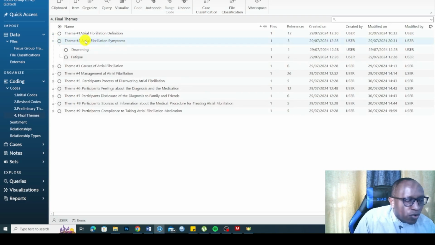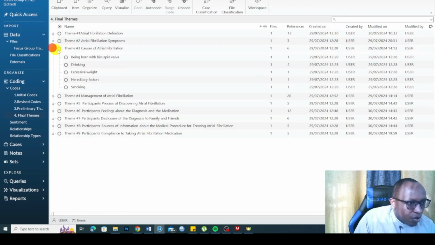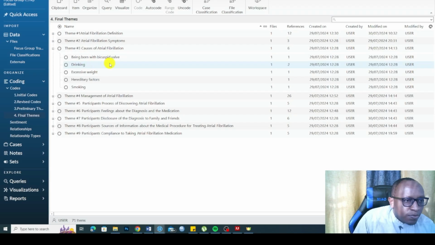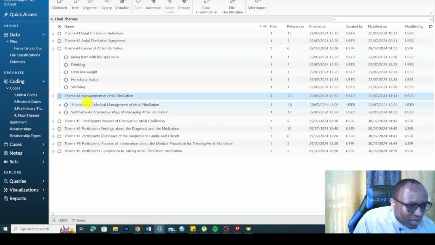You can see also for theme 2, we have atrial fibrillation symptoms such as drumming and fatigue. Then we have another theme called the causes of atrial fibrillation. You can see smoking, hereditary factors, excessive weight, drinking, and being born with a bicuspid valve. We can see that the shared meaning of different codes combine together to form the meaning of the main theme. Basically, that's how you review and refine themes. And in some instances, you can see we form sub-themes.